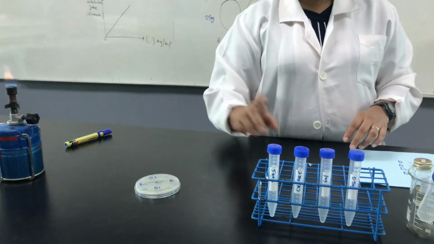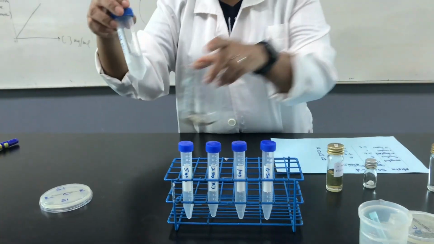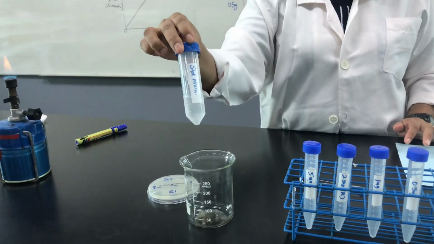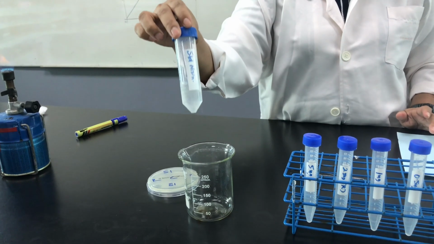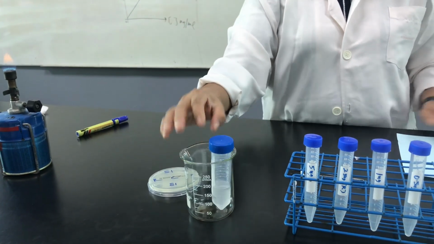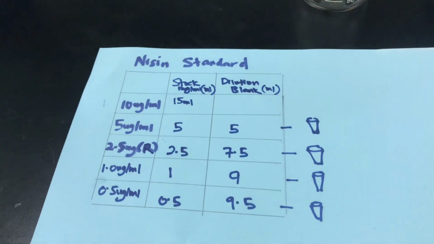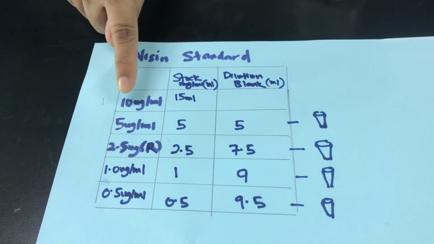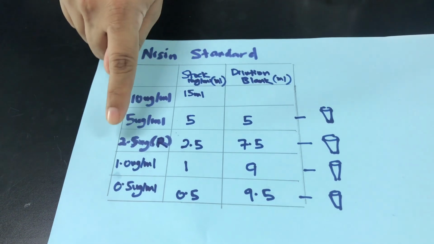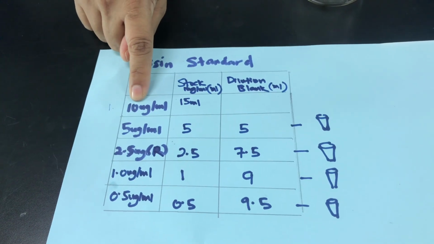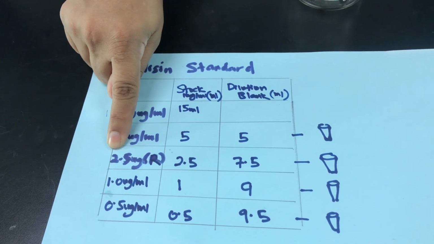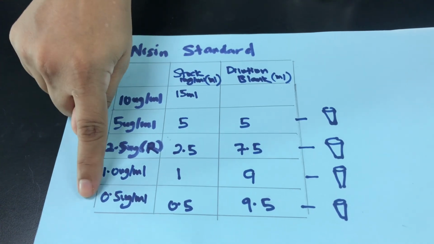First of all, this is our standard Nisin. We are going to produce the standard curve using this commercially available Nisin. We are going to do a dilution now based on this diagram. This will be S1, the stock. The next one will be S2. This one, 2.5, will be the R, S3 and S4.